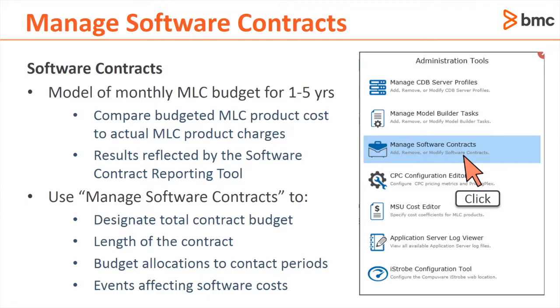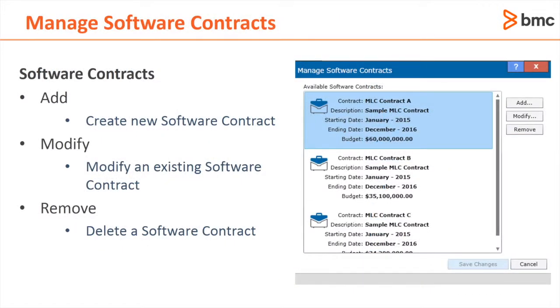You can use this administration tool to designate the total amount of contract budgets, define the duration or length of the term of the contract, assign budget allocations to contract periods and period months, and specify events that affect software costs during the contract. Once the Manage Software Contract dialog opens, you are presented with a listing of all the available software contracts which have been defined by Cost Analyzer users. From the dialog, you can add, modify, and remove a software contract.